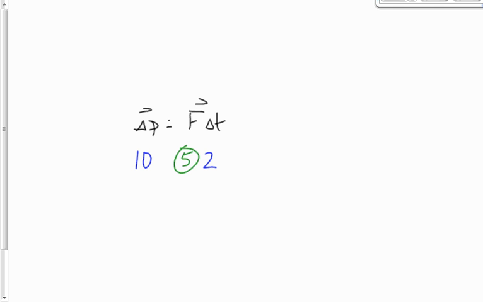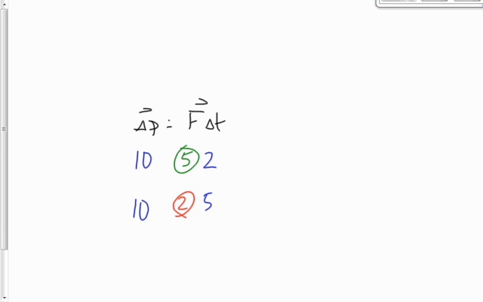What happens if the same object comes to a stop in a different way? Well, it experiences the same impulse. Let's say this time, though, the time is 5. It takes longer to stop. What happens to the force? The force has got to be 2 now, right?